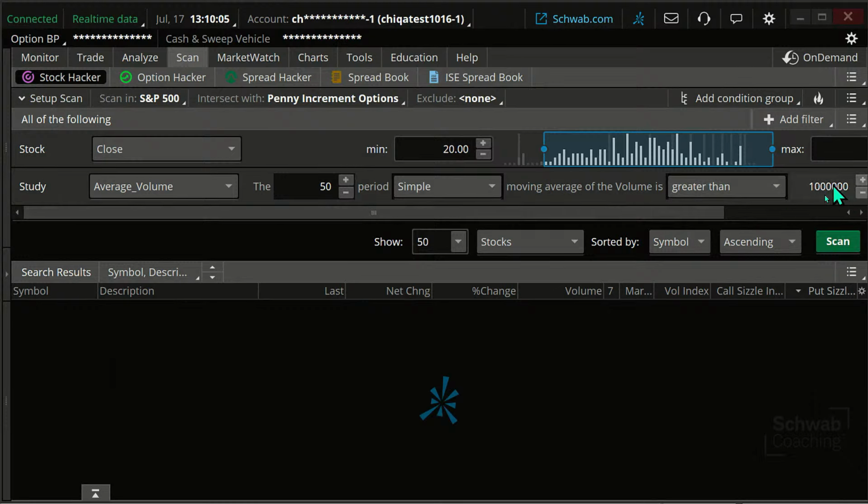Now, of course, you can tweak these. It doesn't have to be 10 million. It can be 5 million maybe. That would still give you some liquidity there in the market. But here's what I'm going to do.